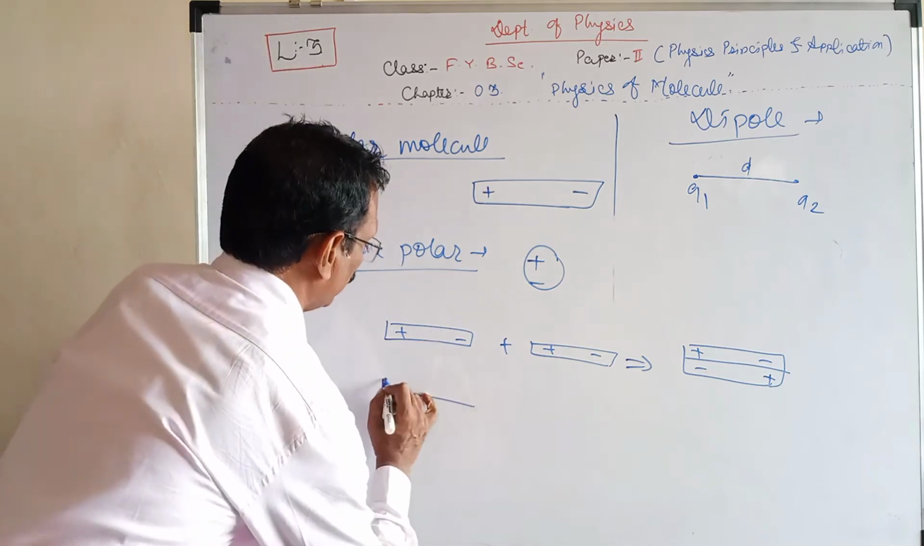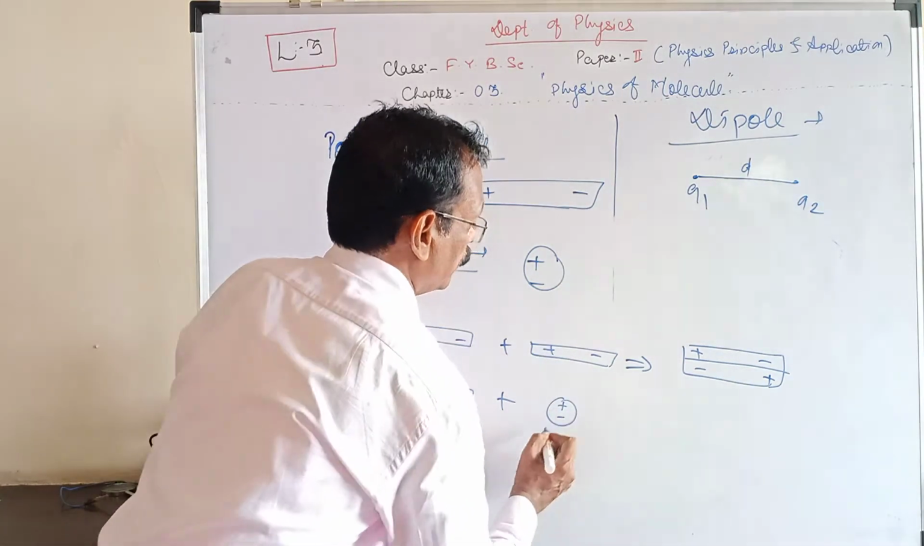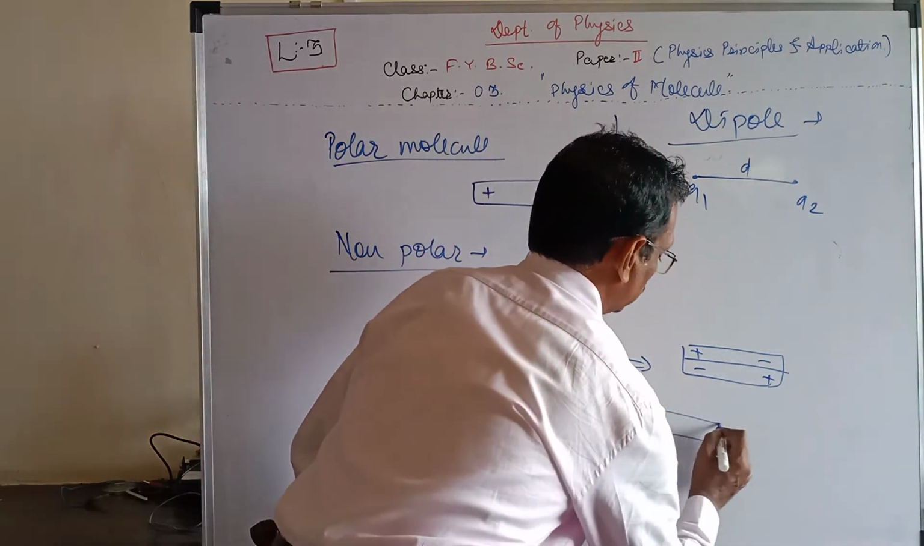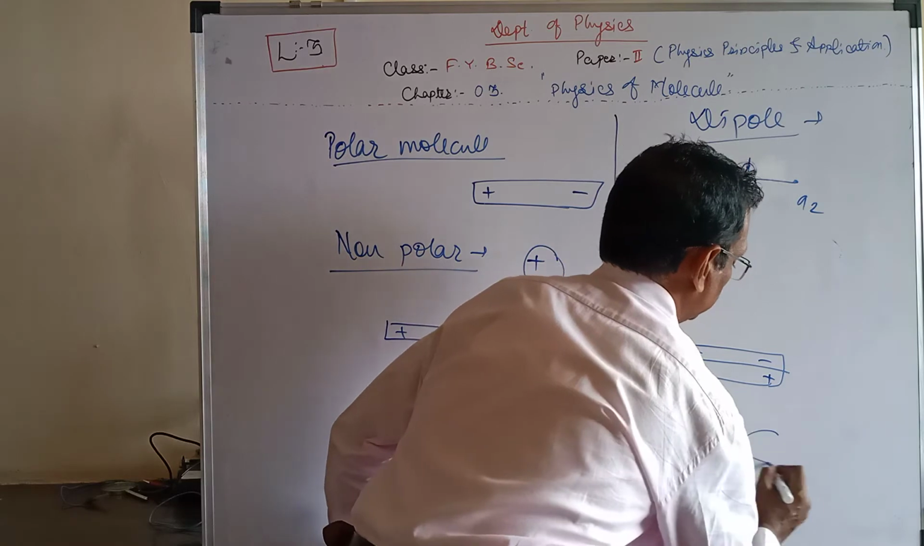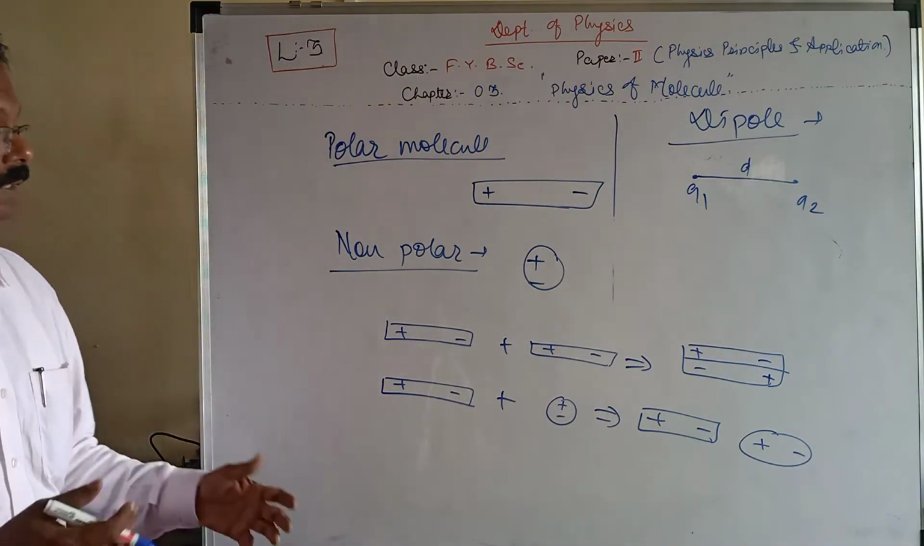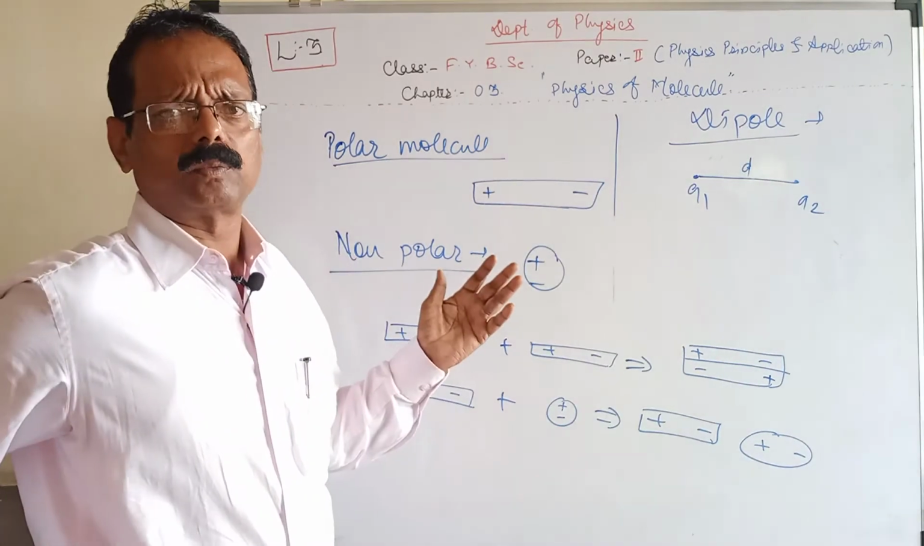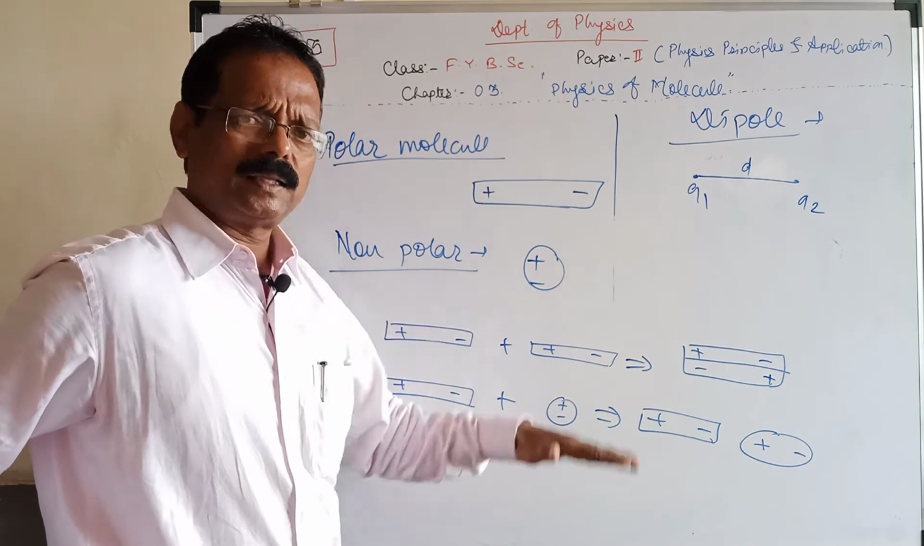So here it is a polar molecule, plus a non-polar molecule, plus positive and negative. In this case we get plus and minus, and positive and negative charges are separated from each other. So these are the van der Waals bonds. Their bond energy is very small, 0.1 electron volt or even less than that.